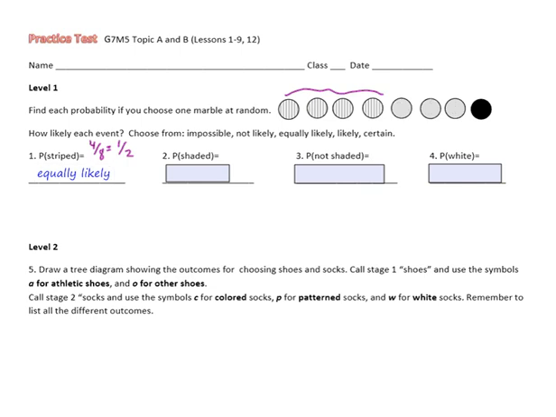The probability of shaded. There are 3 shaded out of 8 marbles, and so the probability is 3/8, and it is unlikely or not likely.